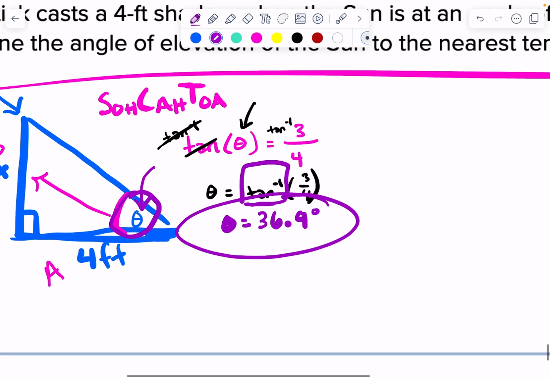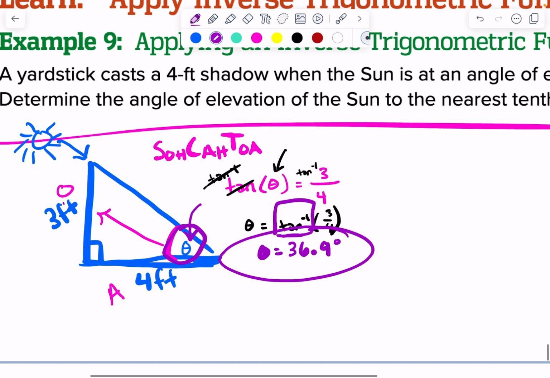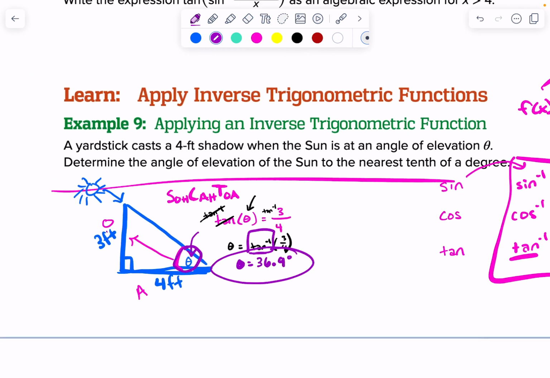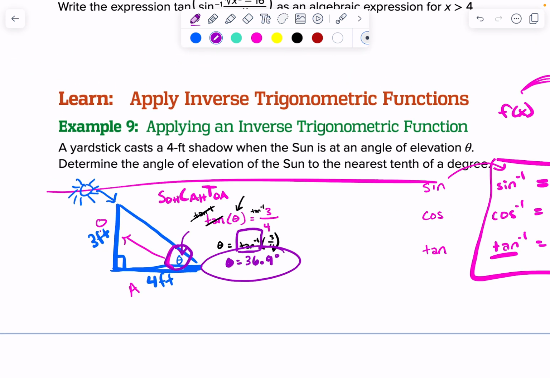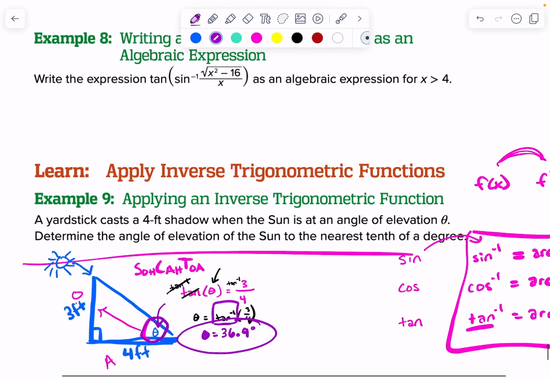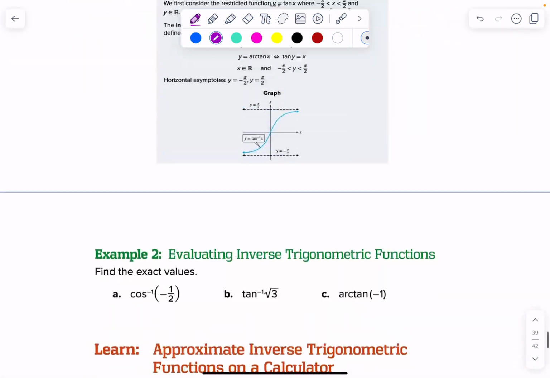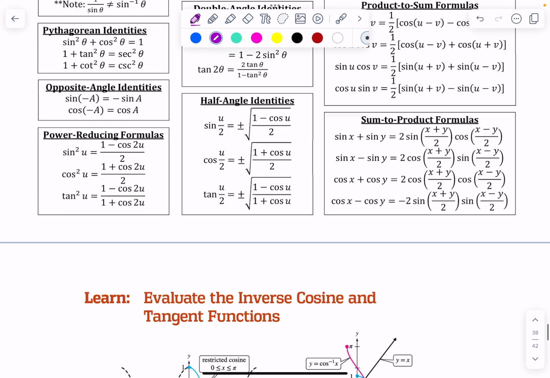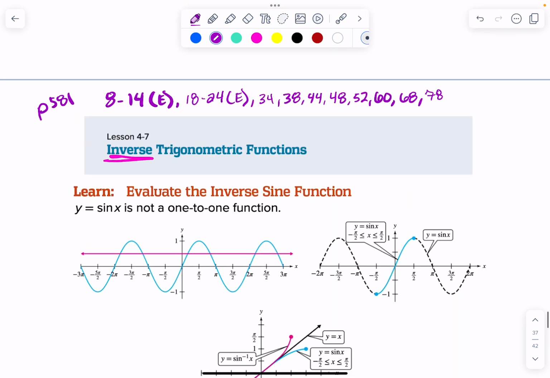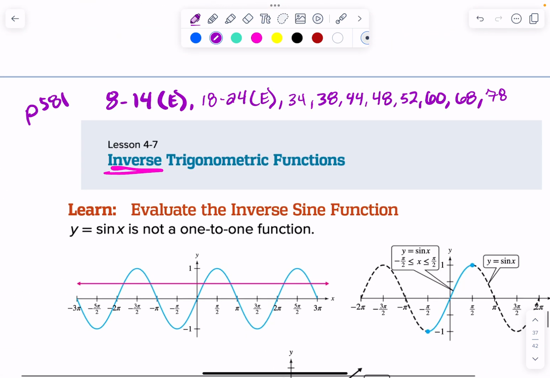You maybe knew how to solve that already. Great. We're going to dive more deep into inverse trig functions so that we can see how those work. So example 9, yeah, not too bad. All right, let's go back to example 1, and let's talk a little bit more. Actually, before example 1, go to the very first page. So there's a homework assignment again.